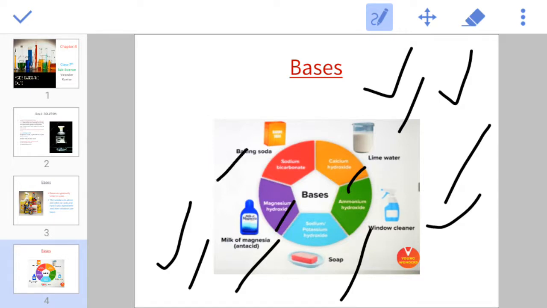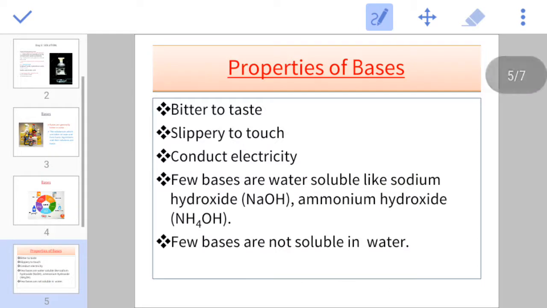Next, we have baking soda, and baking soda is made up of sodium bicarbonate, and this is also a base. Next, these are the properties. To sum up, number 1, they are bitter in taste, they are slippery to touch. Slippery to touch means just like soap, when you touch it, it slips from your hand, so that's why they are slippery to touch.